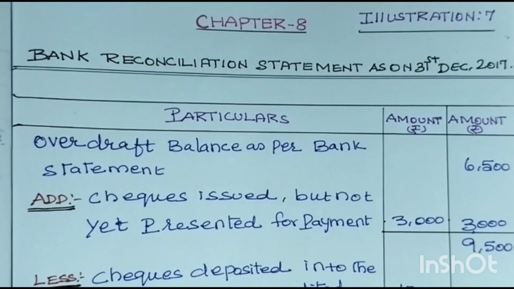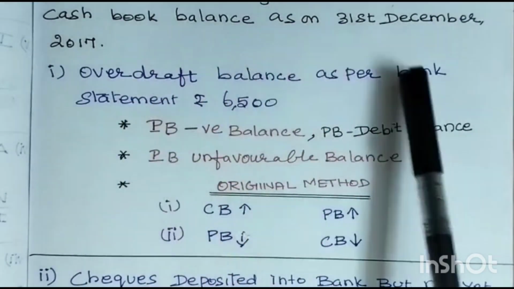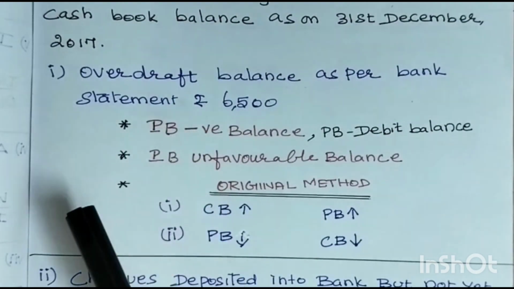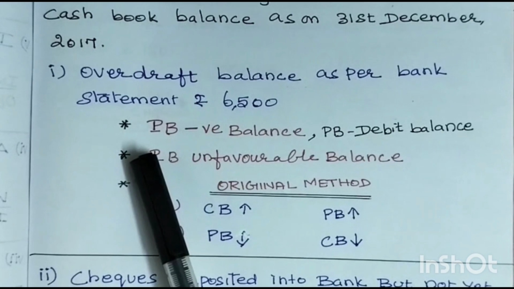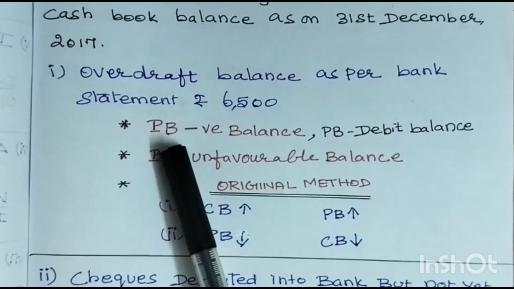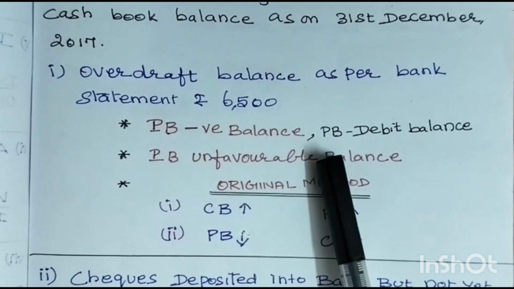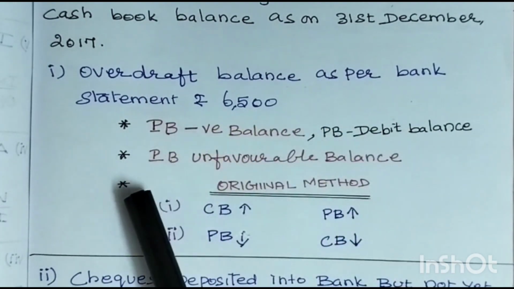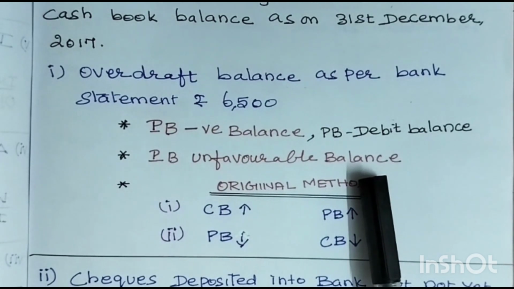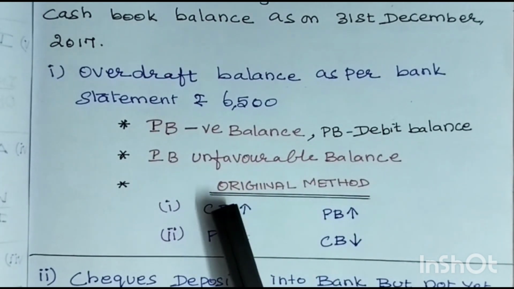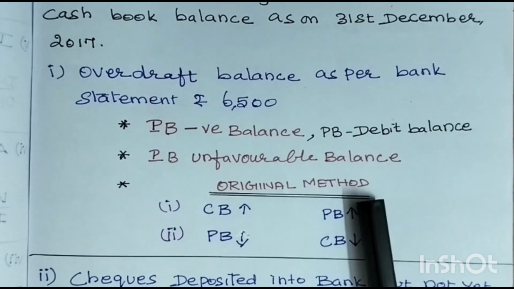We entered it. Overdraft balance as per the bank statement means the passbook shows a negative balance. Passbook shows a debit balance. It shows an unfavorable balance. So what do we have to do? We need to follow the original method. What is meant by original method?